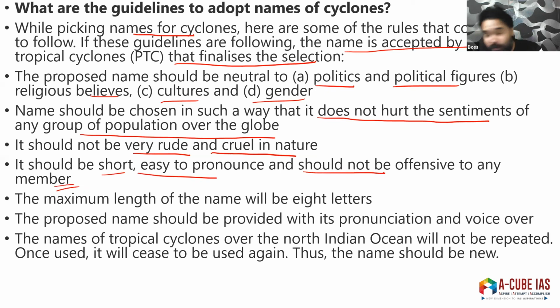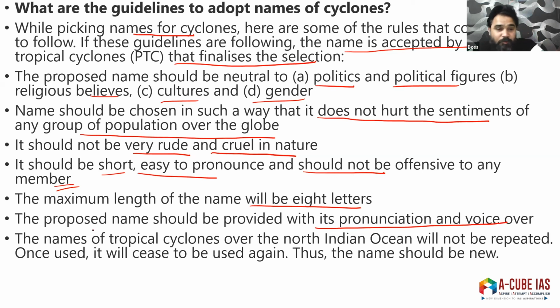It has to be short, easy to pronounce, right? The maximum length of the name will be 8 letters. There is this condition as well, that the total number of alphabets that it can have is 8 letters. Okay, the proposed name should be provided with its pronunciation and voice over. Okay, you have to provide the name with its proper pronunciation.